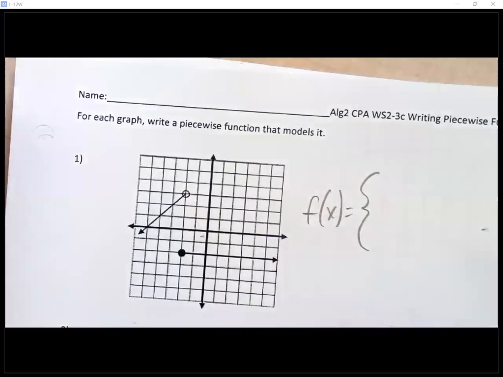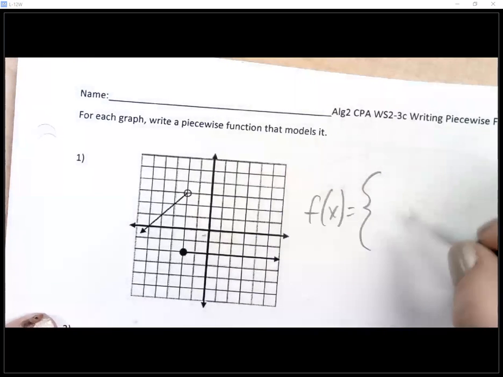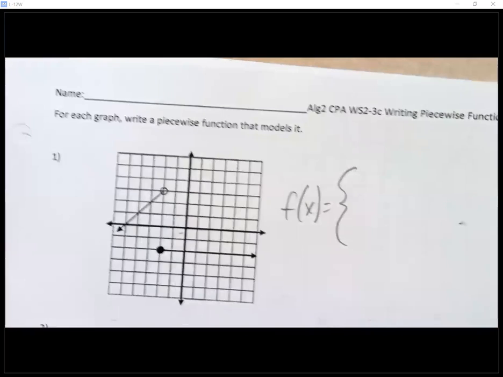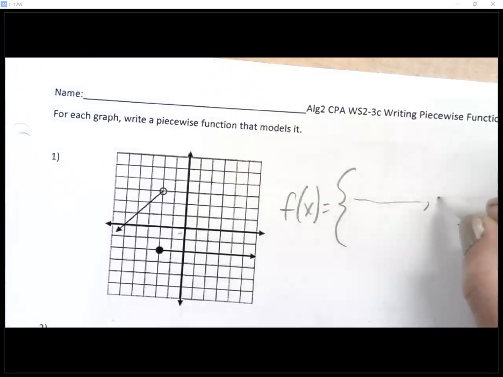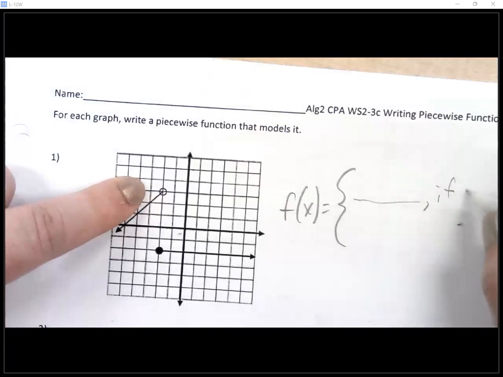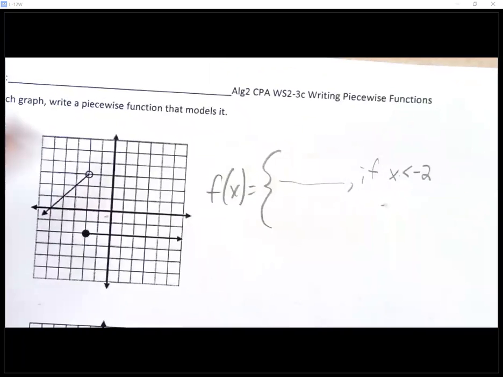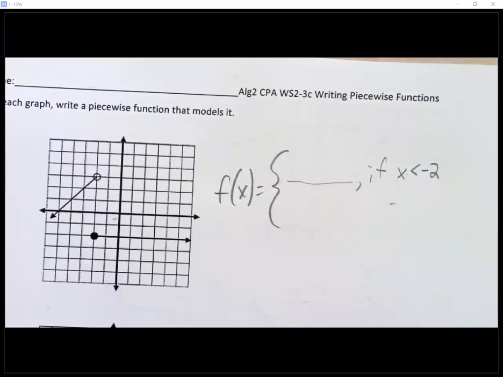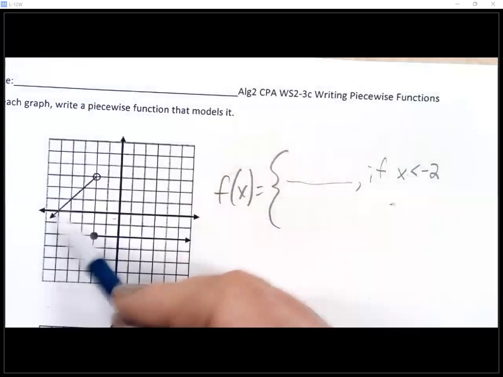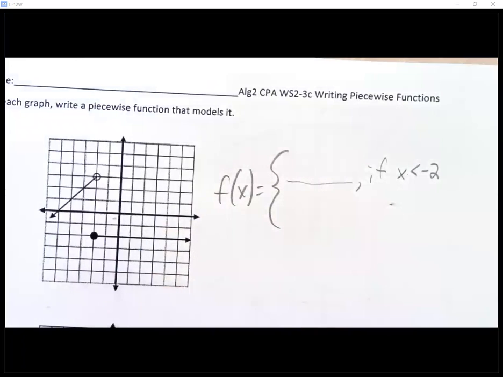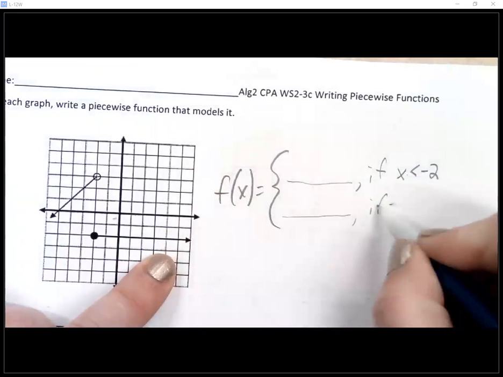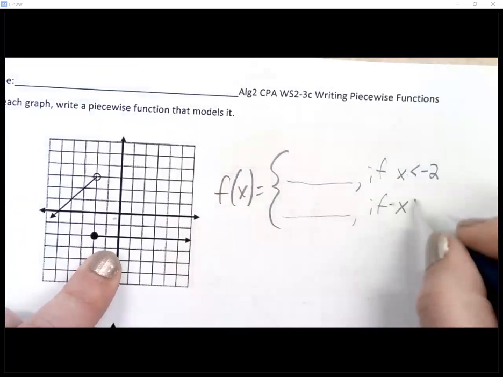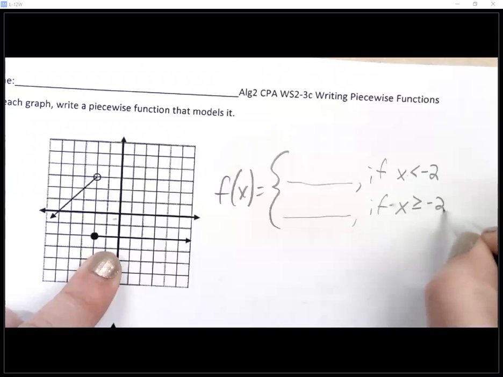Right? -2. Yes. So you kind of work backwards here. I'm going to figure out one equation, which is only going to happen if x is less than -2. This left-hand equation is only happening when x is less than -2, right? And then I'm going to figure out what this equation is down here. And that's only going to happen if x is greater than or equal to -2, right? It's the or equal to because that one's filled in.